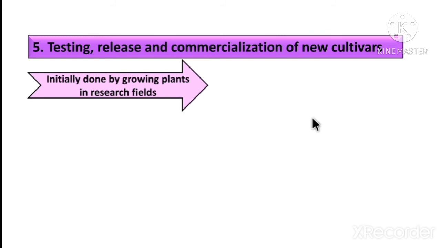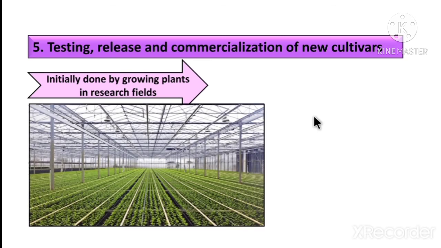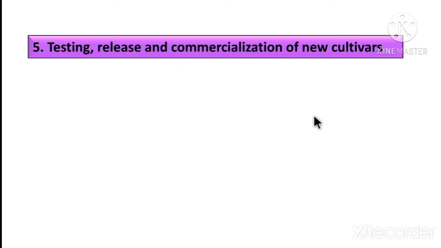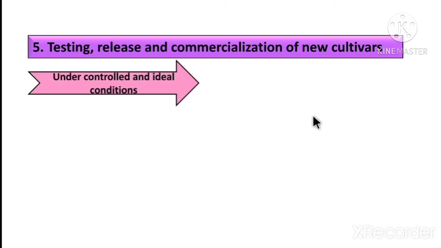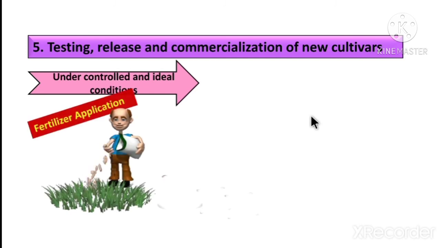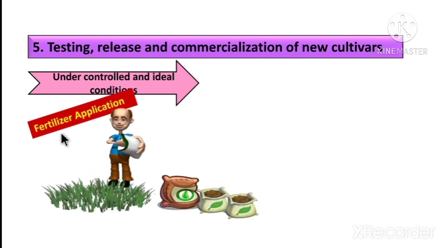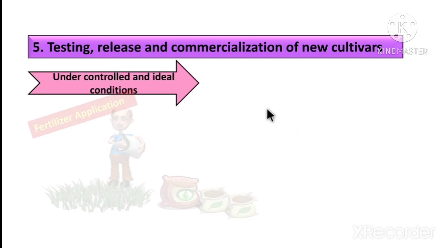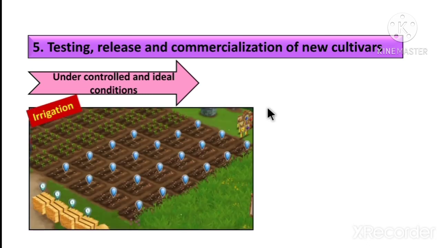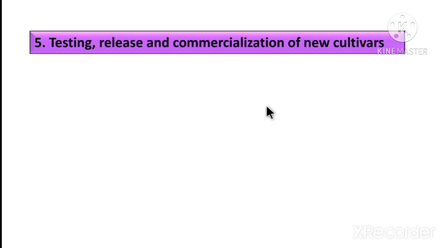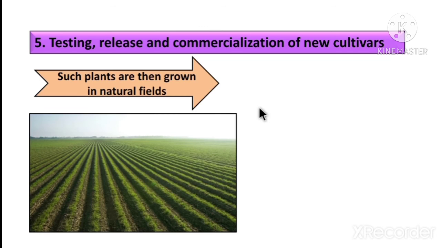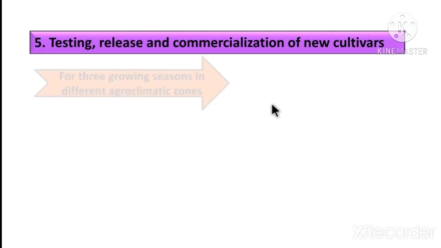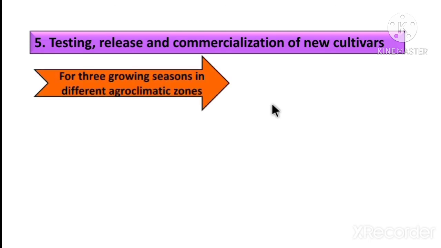Initially, we are going to grow these plants in the research fields. While growing the plants in the research field, we take utmost care, under controlled ideal conditions, like we use fertilizers, then we provide good irrigation, and then whatever saplings come, those plants will be grown in the natural fields. For 3 growing seasons in different agroclimatic zones, the plants will be tested.